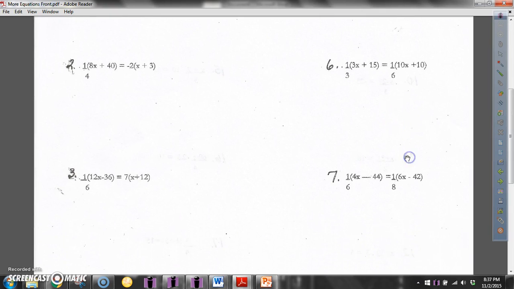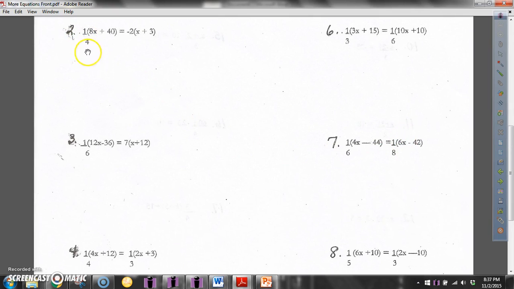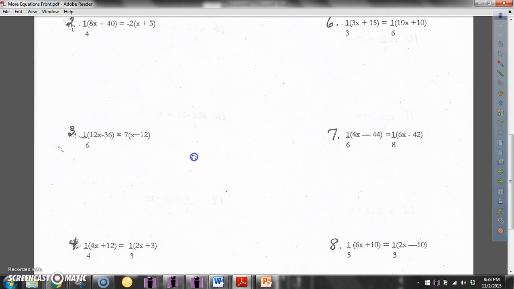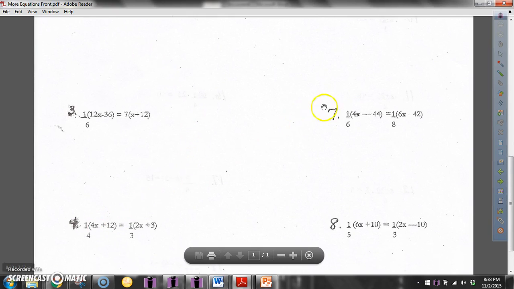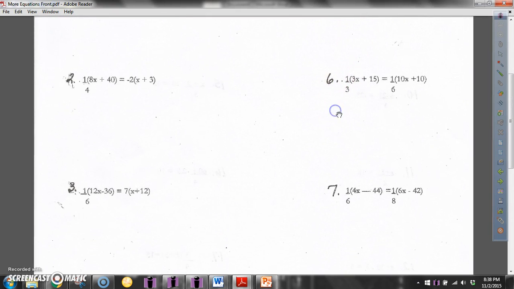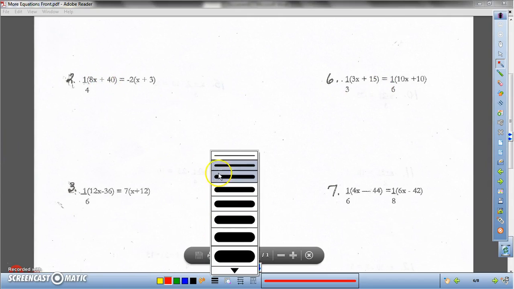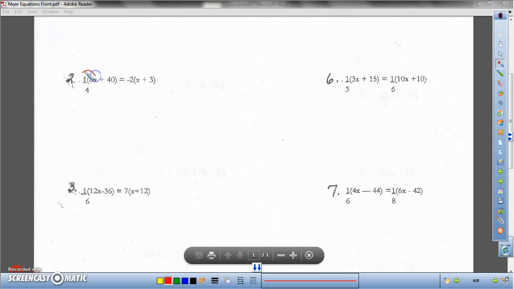Okay, so you had 2 through 5, and basically these are all the same, where you've got a fraction to be distributed on one side and a whole number on the left, or a fraction to be distributed on both sides. So for number 2, first order of business here is to distribute the 1 over 4 and distribute the negative 2. Okay, so this is going to give me 8x over 4 when I multiply these two together.